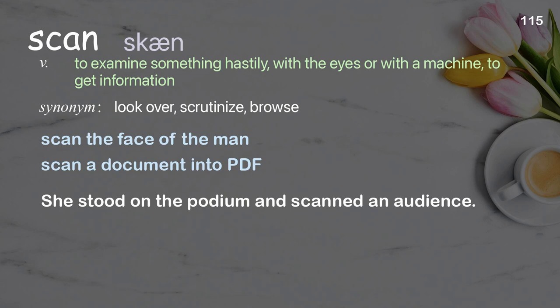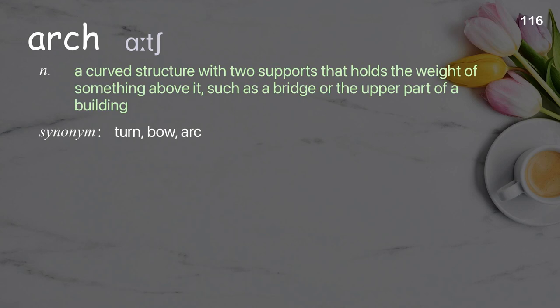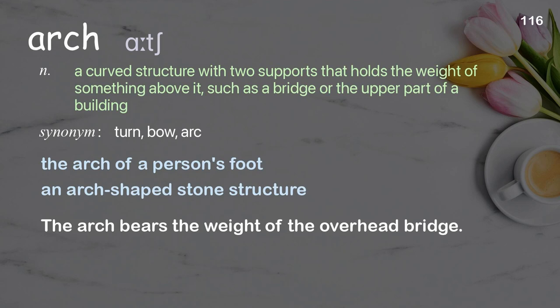Arch. A curved structure with two supports that holds the weight of something above it, such as a bridge or the upper part of a building. Examples. The arch of a person's foot. An arch-shaped stone structure. The arch bears the weight of the overhead bridge.